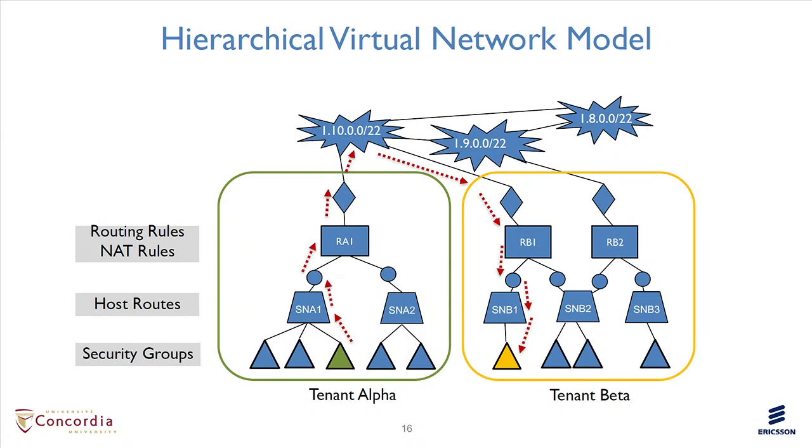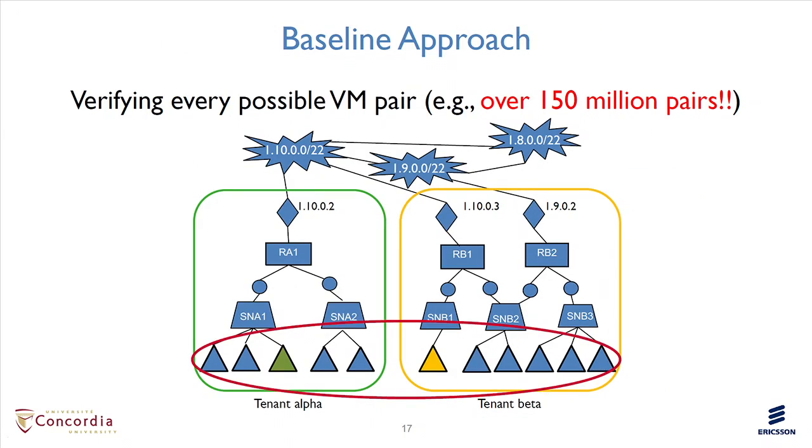I'm just going back to the problem we're trying to solve. We wanted to verify VM pairwise reachability. Once we have the model, we have formularized the problem. Now, a naive approach would be to check all possible VM pairs and answer, right? But here we are talking about over 150 million VM pairs, and the response time would be significant and might not be very meaningful.